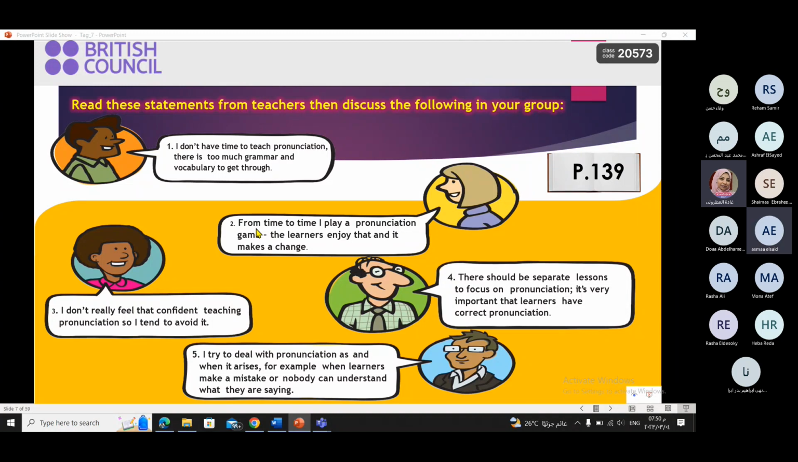What do you think about number 2? Read it and tell us. From time to time, I play a pronunciation game. The learners enjoy that, and it makes a change. Okay, do you agree? Yes, I agree.